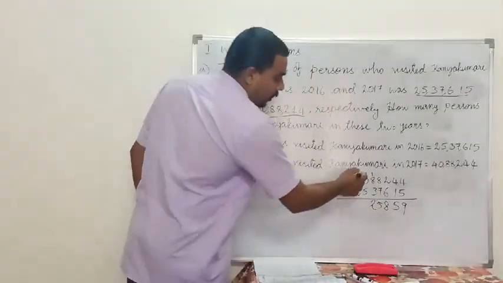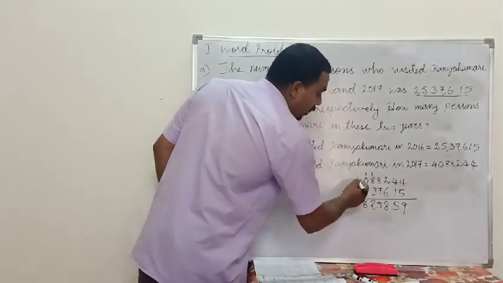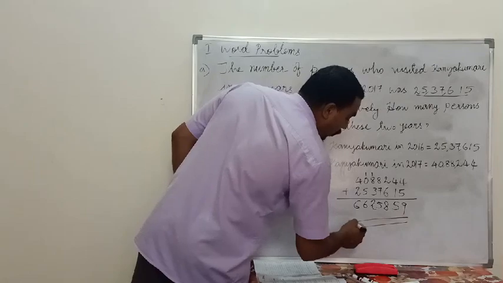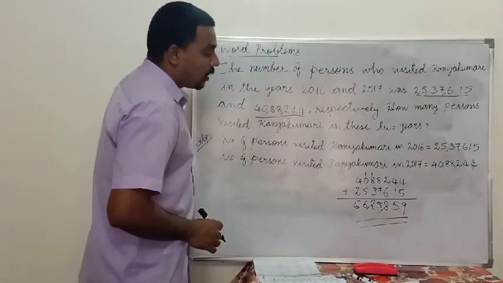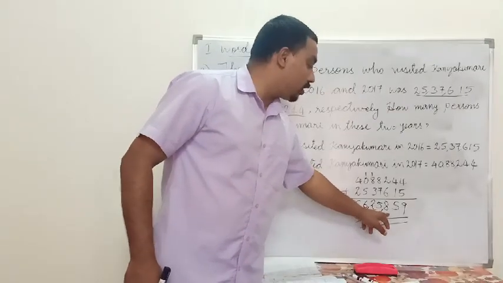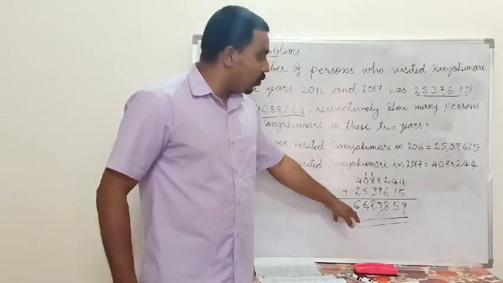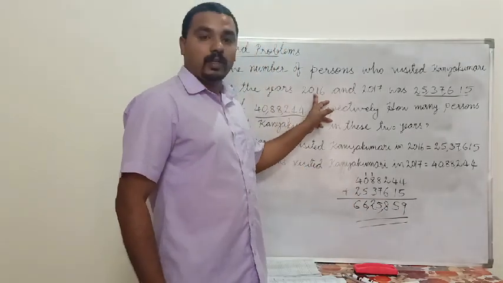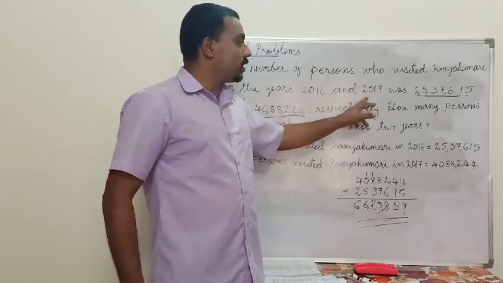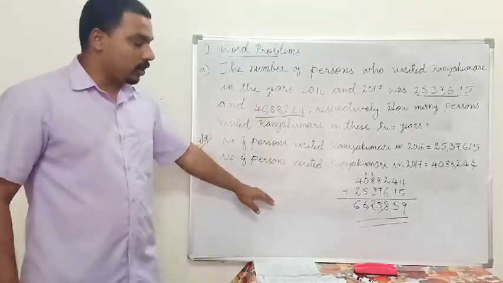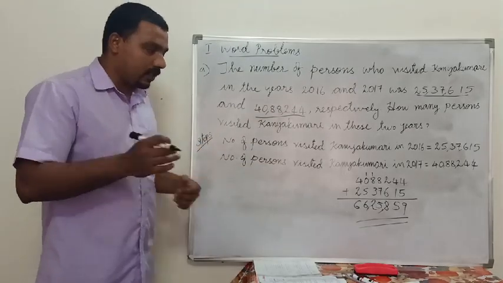Regroup 1. Then 1 plus 5 is equal to 6. Then 4 plus 2 is equal to 6. So we have got 66 lakh 25,859. So this many persons visited Kanyakumari in the years 2016 and 2017. After solving this much, what you have to do? You have to write the answer in a sentence.